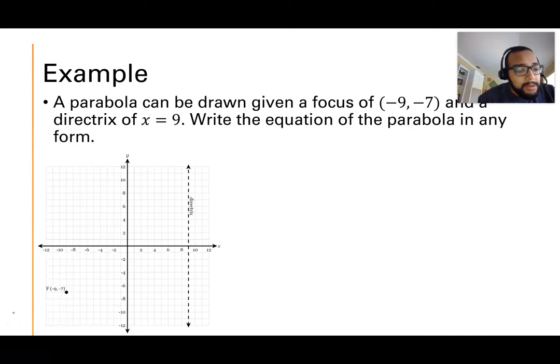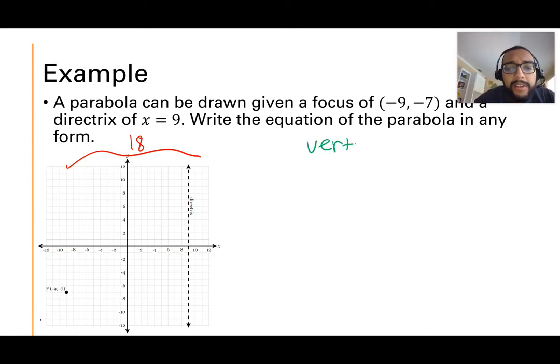Similar question, got ourselves focus of -9, -7, and directrix of x equals 9. This is a big distance, isn't it? Again, either just count the units, like literally just count the tick marks, or just look at the difference between the two. So in this case, we actually have a total distance of 18. It's pretty good. Which brings us to say, okay, why is that important? Well, we can use that to find the vertex.